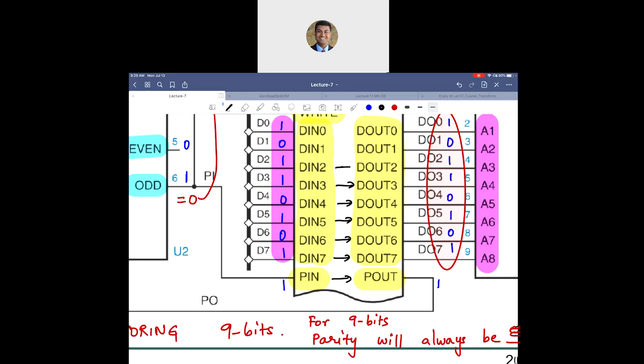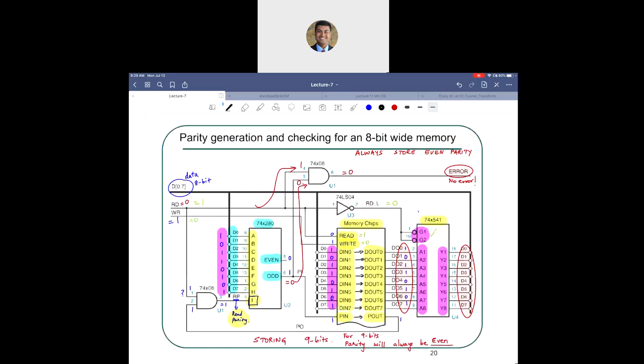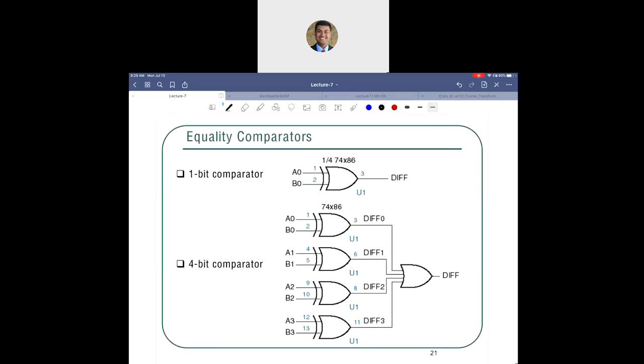All right. So that's a discussion on parity and how you can use parity generation and checking for a 8-bit wide memory. Let's move forward. Now we are talking about equality comparators. So first we have a 1-bit comparator, and then the next one is the 4-bit comparator.